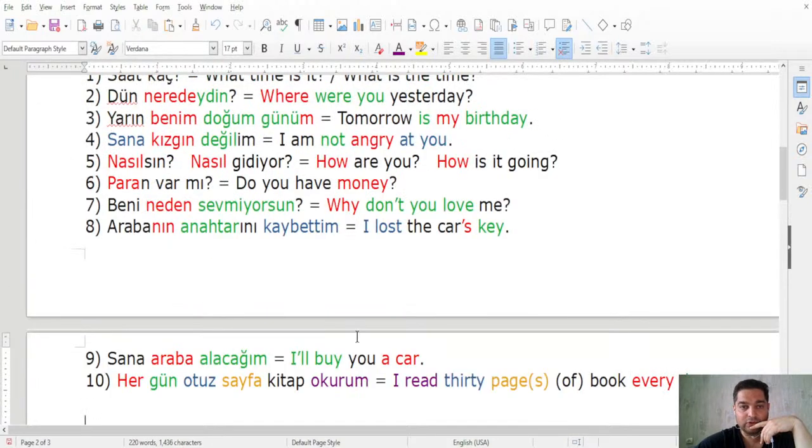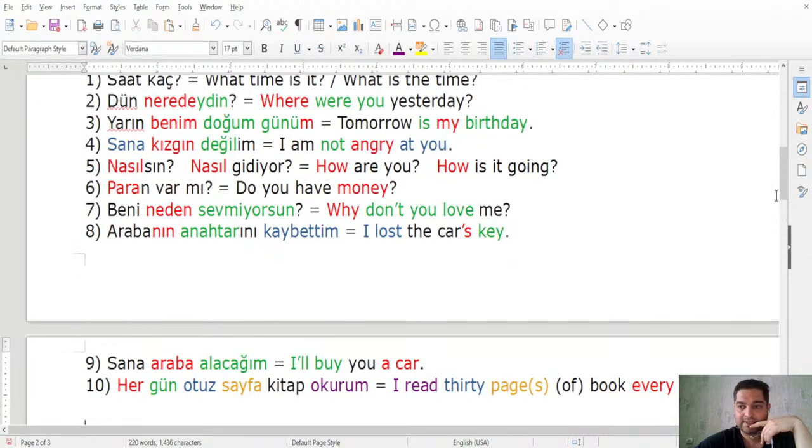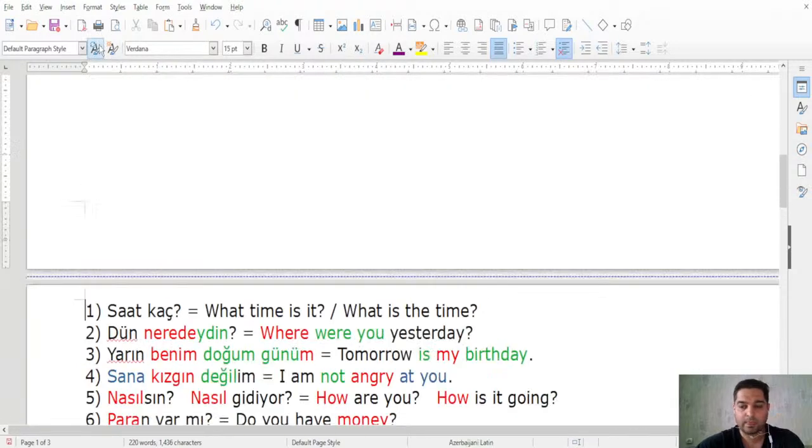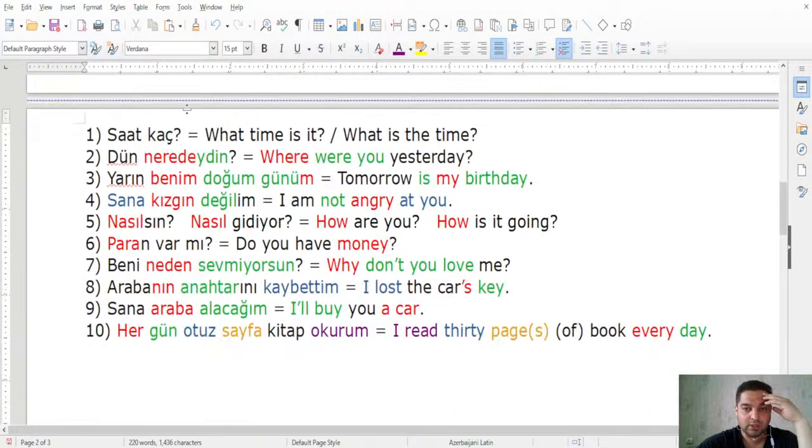That's basically it for today. We have these 10 sentences mentioned. Let me put them on a separate page, just as a final page for you to see.